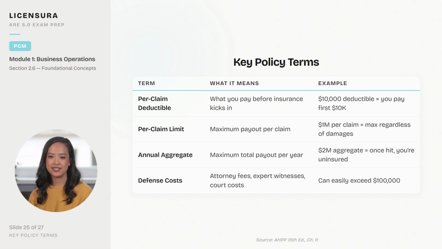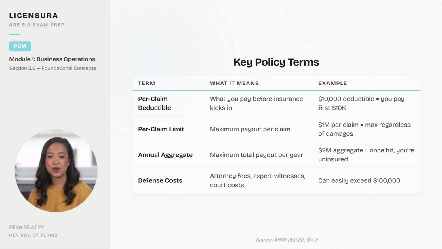You have insurance, but do you know how much protection it actually provides? Because policies have limits and structures that affect your real-world coverage in ways that aren't always obvious. And there's one structure in particular that catches architects off guard. Let's start with the key terms.